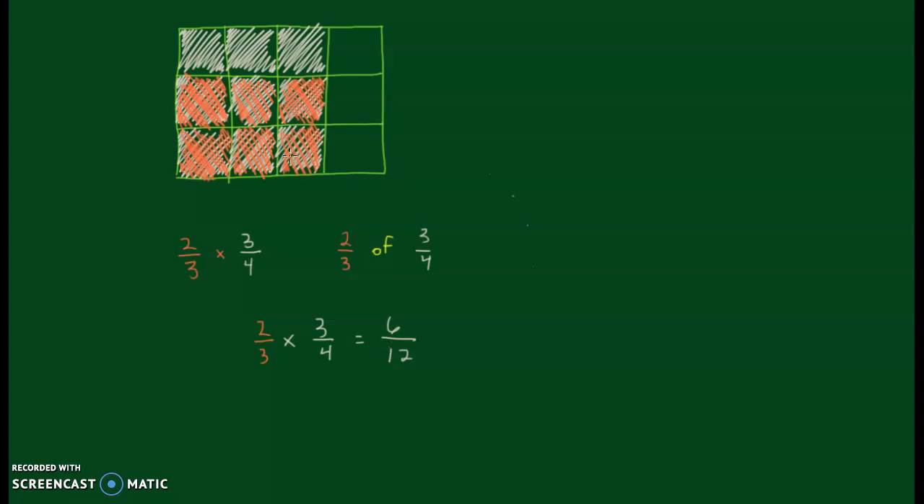We can come back up here to our picture to double check. So the numerators show us how many pieces are shaded in. So 1, 2, 3, 4, 5, 6. And that's shaded in with both of the colors. And then we're going to count how many total sections there are. 1, 2, 3, 4, 5, 6, 7, 8, 9, 10, 11, 12. And so it's confirmed: 2/3 of 3/4 is the same as 2/3 times 3/4, which equals 6/12.